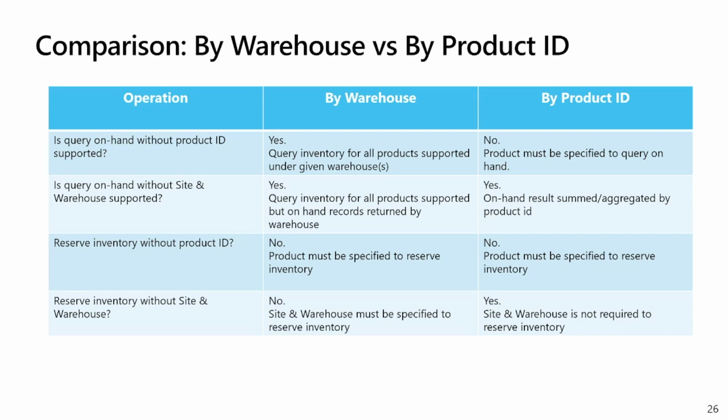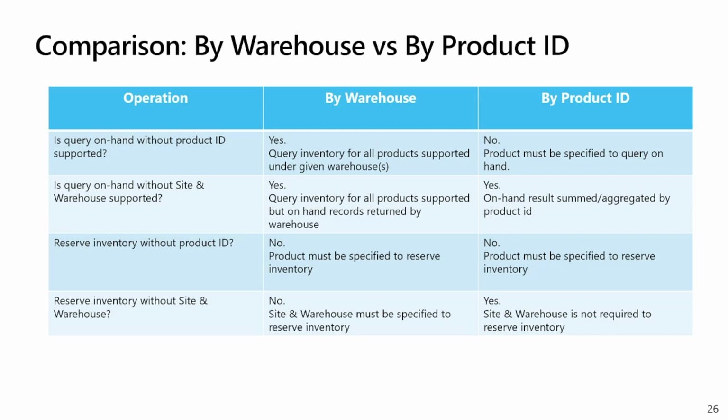So, a brief comparison of the API request differences of storing data by warehouse and by product IDs. There are four different types of operations we're comparing. The first one is to query on hand without product IDs. In the by warehouse case, we support this kind of query, which will return the result of all the products in the same warehouse. However, in the case of by product IDs, as the data are stored primarily grouped by product IDs, a product must be specified in inventory queries.